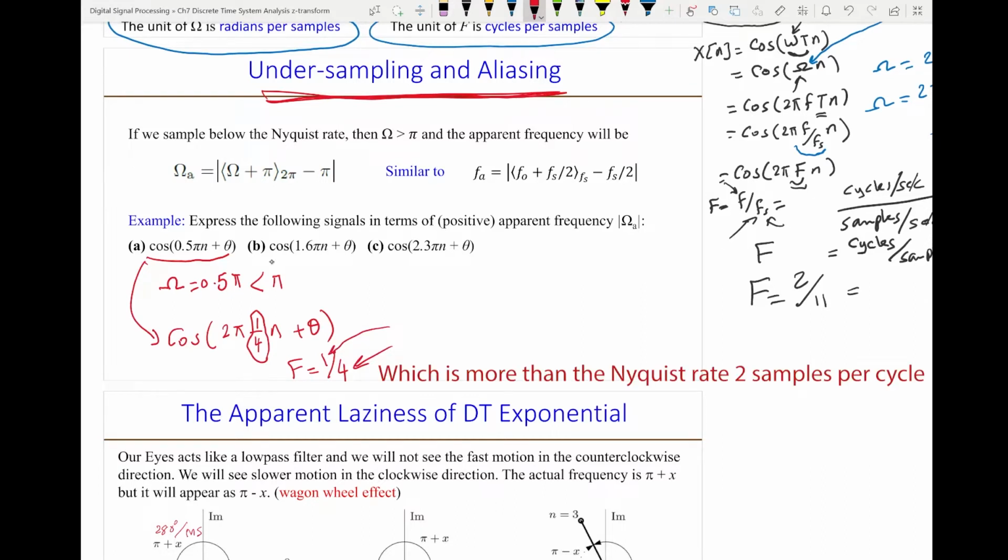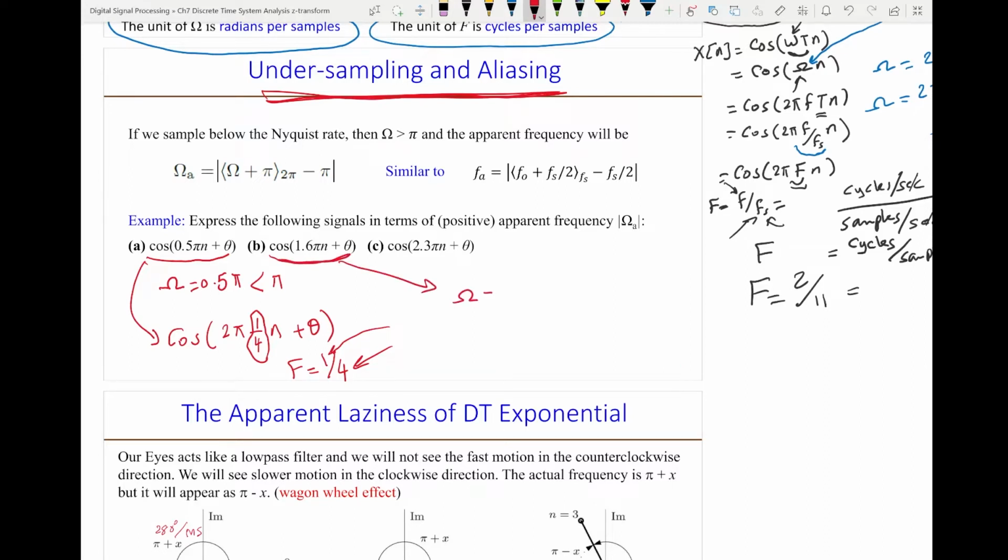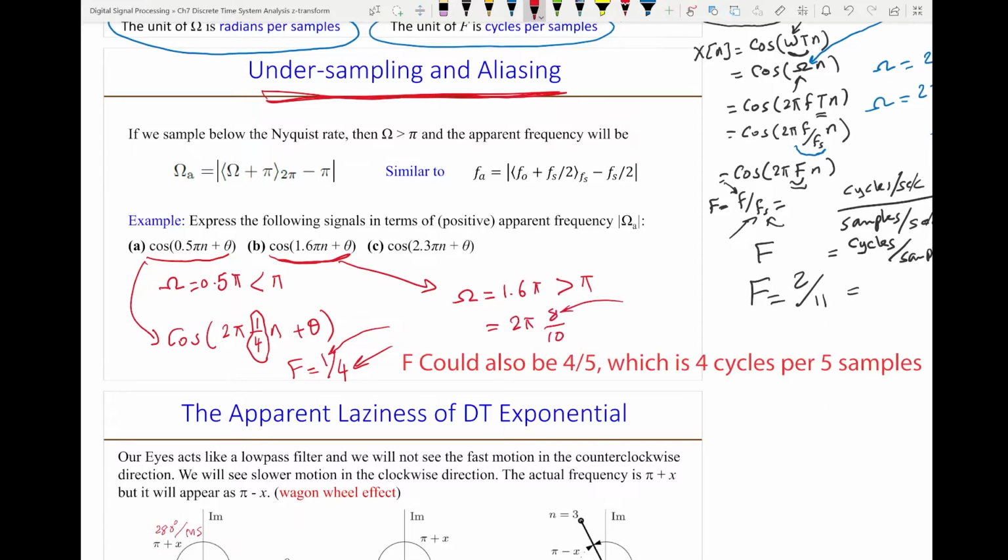But here we have a problem. Here omega equals 1.6 pi. This is larger than pi. So there is aliasing. So I can rewrite this as 2 pi 8 over 10. So the frequency in the analog signal is 8 Hertz, but I sampled at 10 samples per second. I should have sampled at twice the 8, like 16 or more. So now there is aliasing.